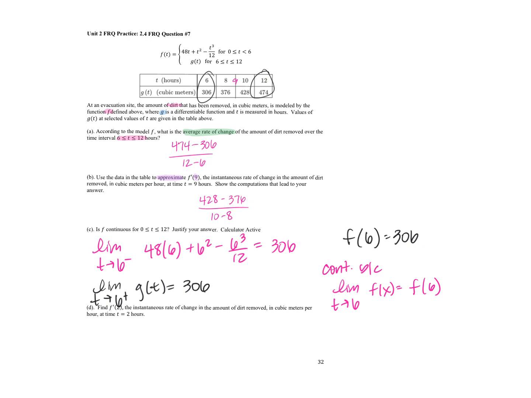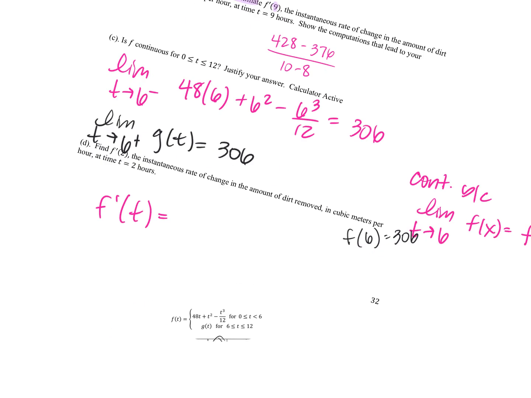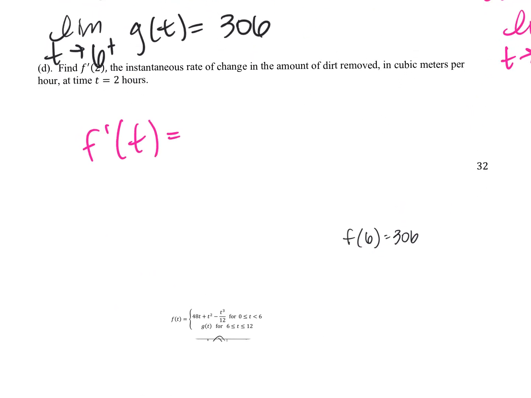Find f prime of 2. Find the instantaneous rate of change. Instantaneous rate of change is that derivative, using my power rule, quotient rule, product rule, using my rules. They want the actual slope at 2. At 2. Do you guys agree 2 is here? Yep. All right, we got to go find this derivative. So we're going to say f prime of t. Let's first find the derivative with respect to t, then we'll go put in a 2. I'm going to bring this down so I can see it a little better.